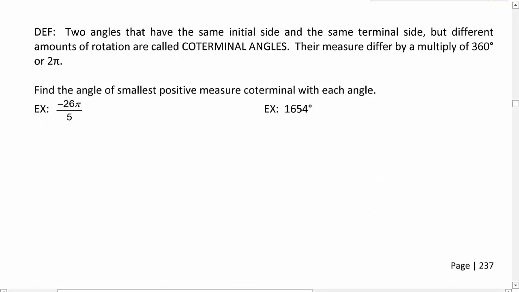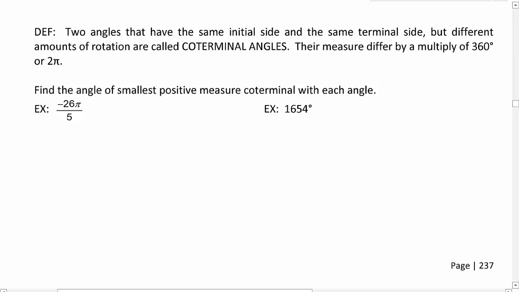Two angles that have the same initial side and the same terminal side but different amounts of rotation are called coterminal angles. Their measures differ by a multiple of 360 degrees or 2 pi, since that's one complete rotation of a circle. In our next two examples, we want to find the angle of smallest positive measure coterminal with each angle.